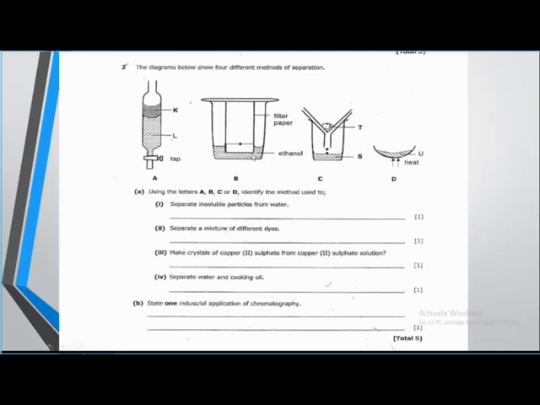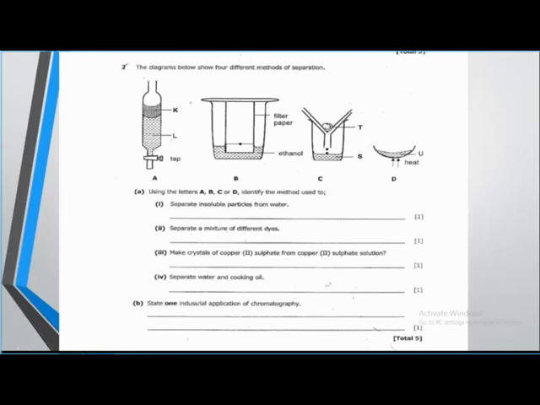B, this is a diagram representing paper chromatography. This paper chromatography is used to separate dissolved substances. C, we have what we call a beaker here and the funnel. This is a filtration. So filtration is used to separate insoluble substance from the solvent.